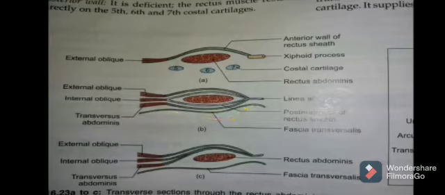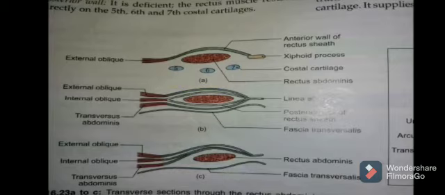And below the arcuate line, all three muscles, the external oblique, internal oblique and transversus abdominis, have their aponeuroses uniting to form the anterior layer only. And in the posterior layer we again have the fascia transversalis. So we can see that the posterior layer composition is variable.